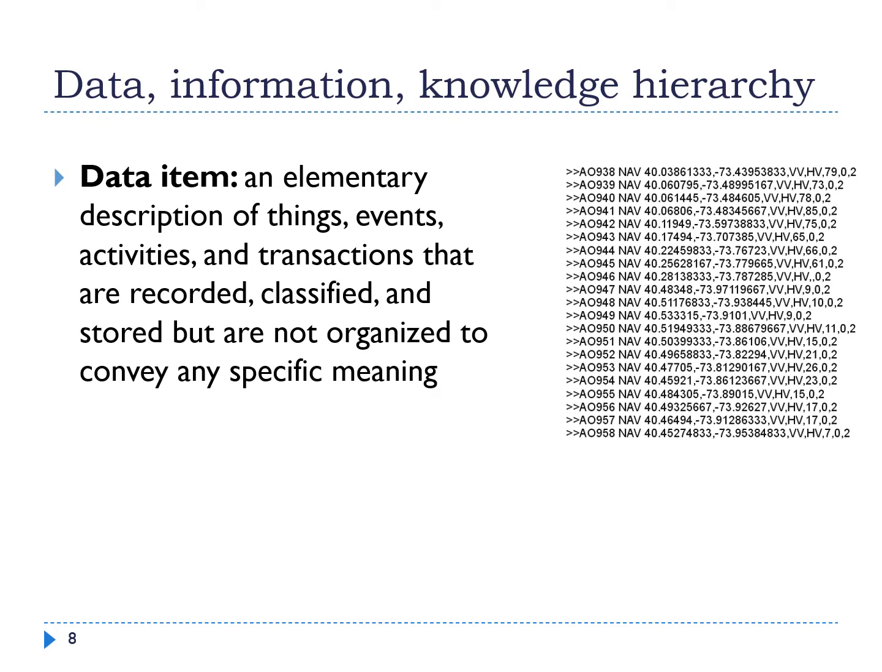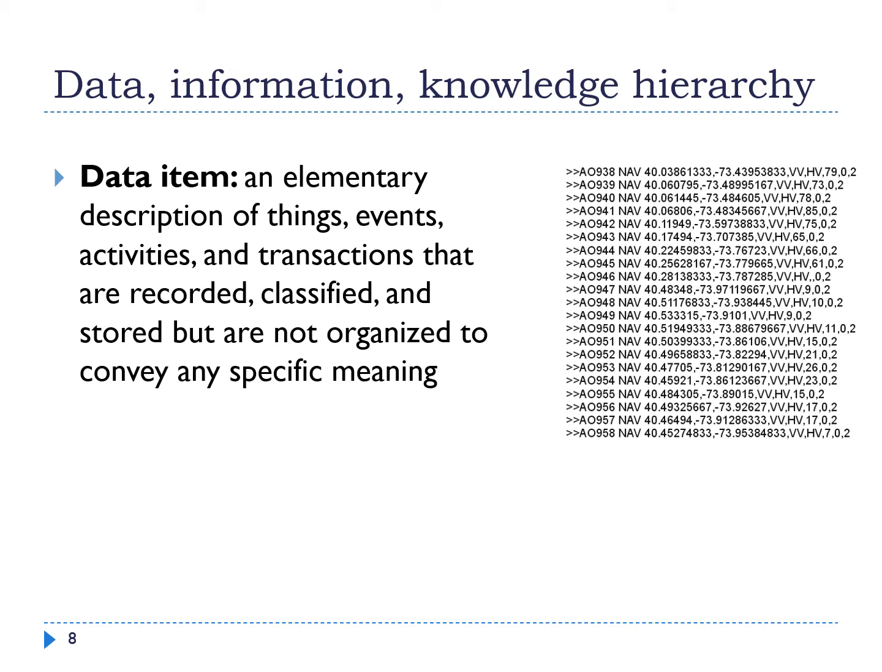Okay, let's move on and take a look at what is data, information, and knowledge hierarchy. Data items refers to elementary description of things, events, activities, and transactions that are recorded, classified, and stored but not organized to convey any specific meaning. Data items are bits of information such as the figure on the right-hand side of the slide.